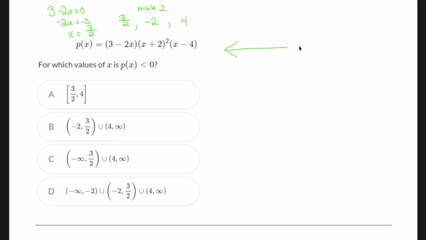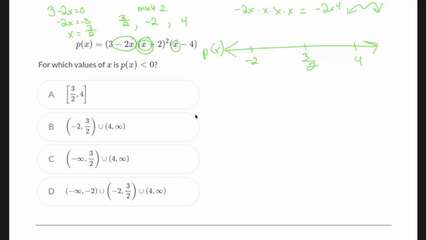So I'm going to draw myself a little sign graph for p of x. My magic number is -2, and then I have 3 over 2, and then I have 4. This is a -2x times x times x times x, which gives me a leading term of -2x to the 4th, which looks like an upside-down W type thing.